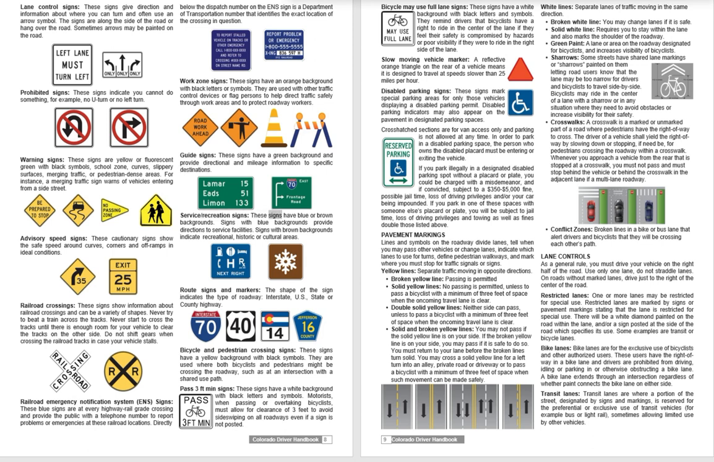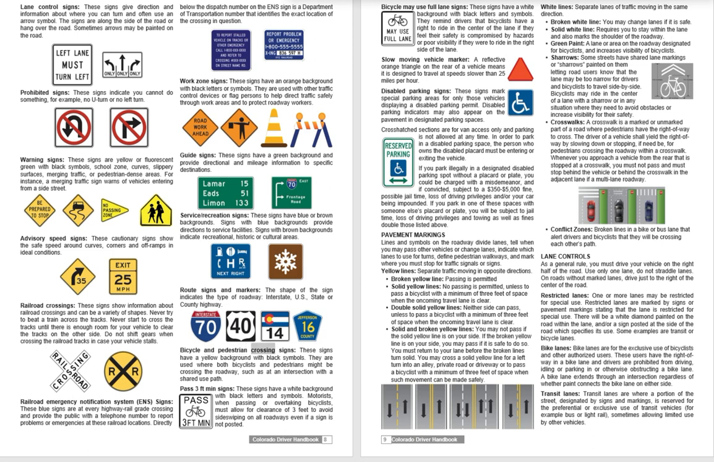Service/recreation signs. These signs have blue or brown backgrounds. Signs with blue backgrounds provide directions to service facilities. Signs with brown backgrounds indicate recreational, historic, or cultural areas. Route signs and markers. The shape of the sign indicates the type of roadway: interstate, U.S., state, or county highway.